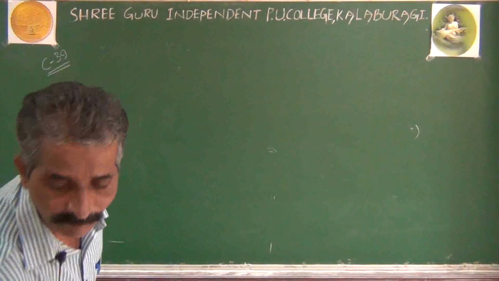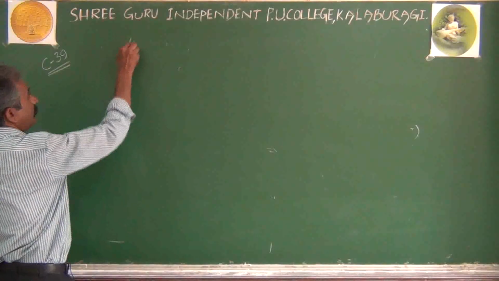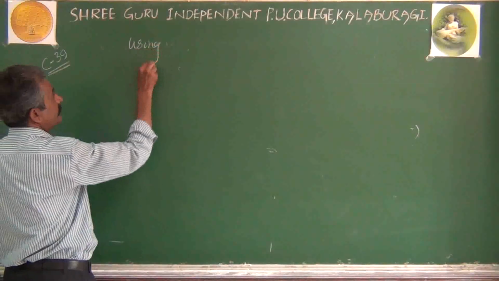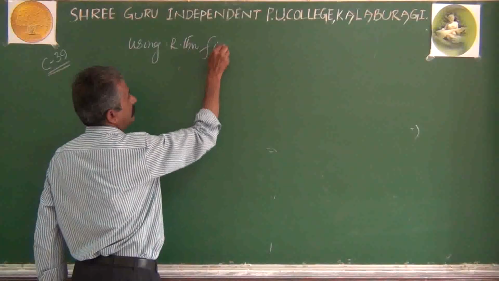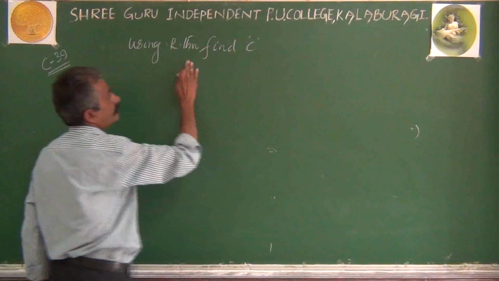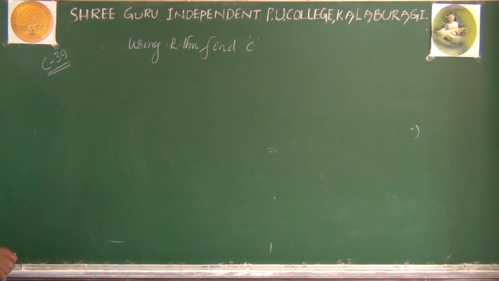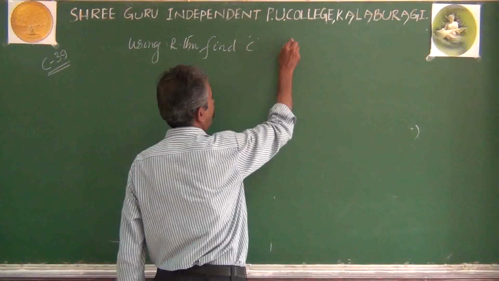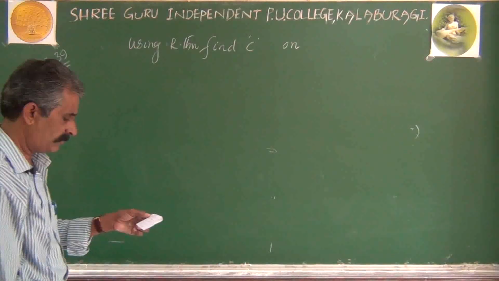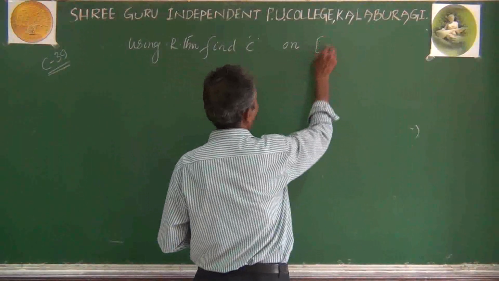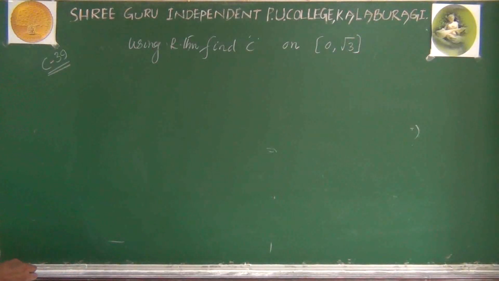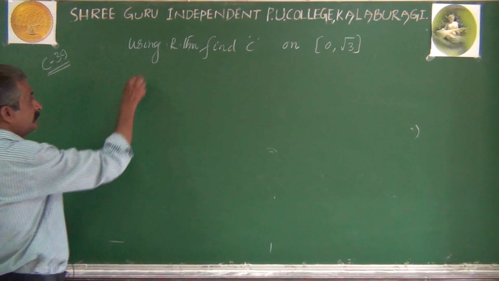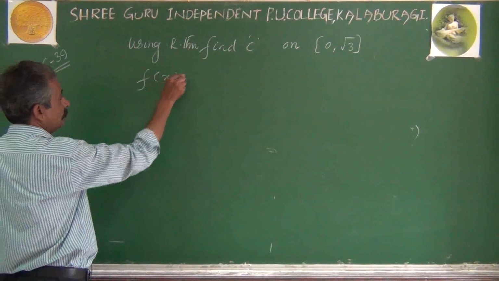Next question. Using Rolle's theorem, find c on the interval 0 comma root 3 for the function f of x equal to x cube minus 3x.